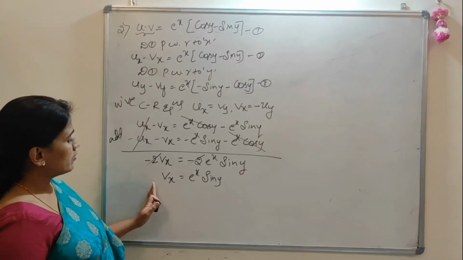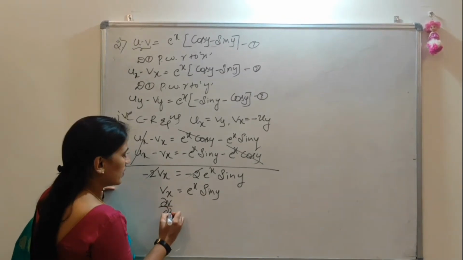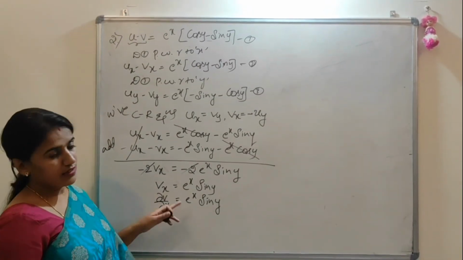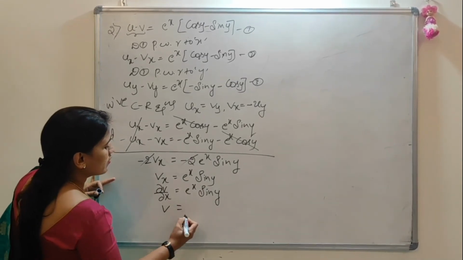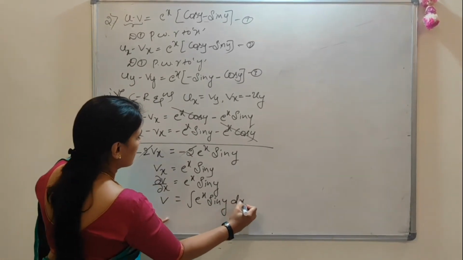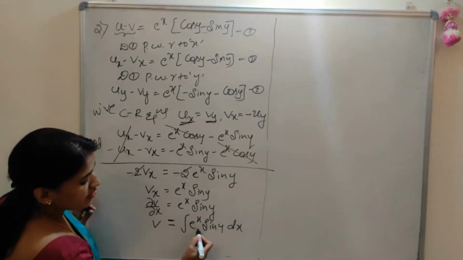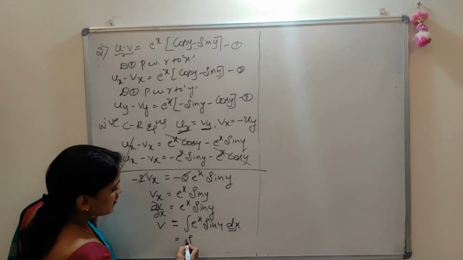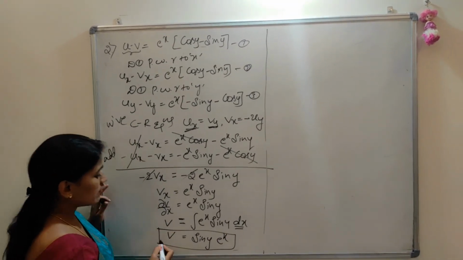So we have dou v by dou x, and we want v, so I will integrate. This is dou v by dou x is equal to e power x into sin y. So by using this I can find v. On integrating both the sides, we get v is equal to the integration of e power x sin y dx, integration with respect to x. So sin y is constant, and the integration of e power x is e power x. So v is e power x into sin y.